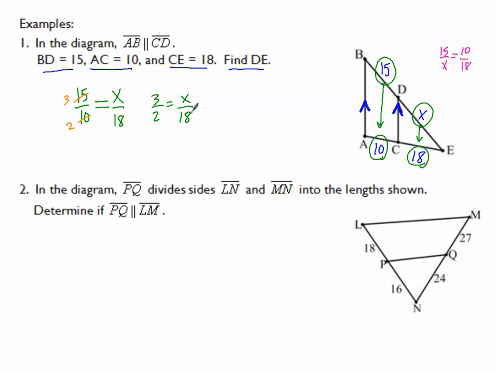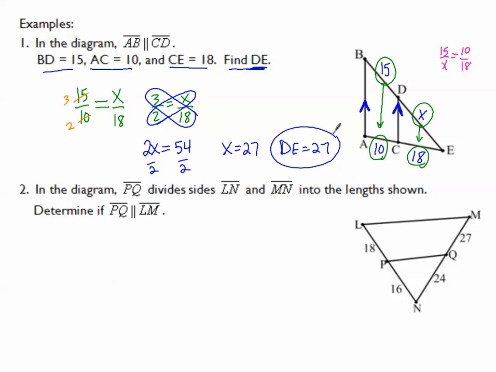We can cross multiply from here. If you prefer to use a property, go for it. 2X equals 3 times 18, 54. And dividing both sides by 2, X equals 27. Well, they said find DE, so I will write DE equals 27. Let's look at the next one.